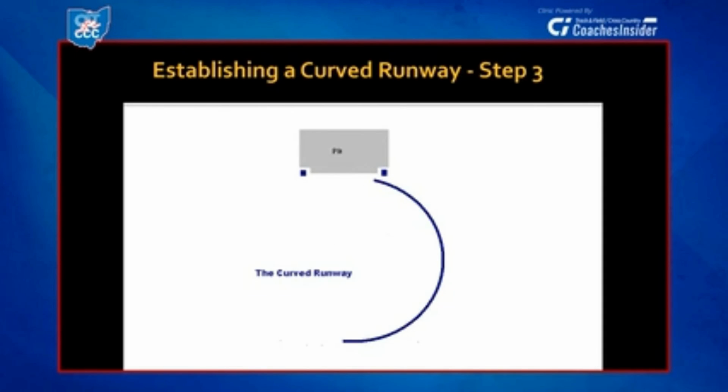When I'm done, this is what I have. I have basically a semicircle, a curved runway. Now, it's important to understand this curved runway does not match anybody's approach run. It has nothing to do with the approach. It's a curved runway to use for drill purposes, basically.